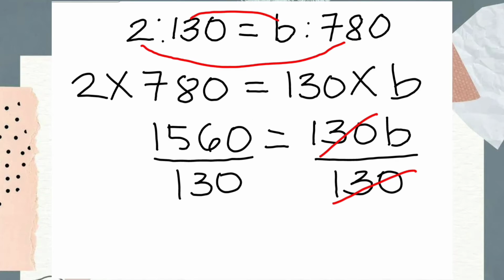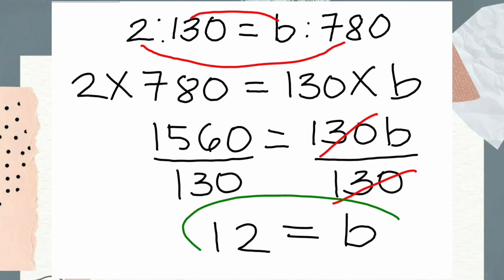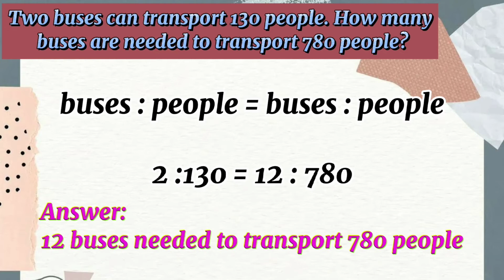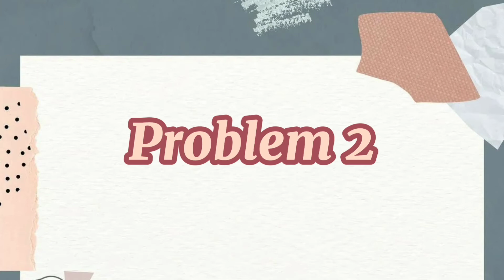So, balik na tayo dun sa ating sinusolve. 130B divided by 130, ang natira na lang dyan ay B. And 1,560 divided by 130, our answer is 12. Therefore, in our problem number 1, if 2 buses can transport 130 people, there will be 12 buses needed to transport 780 people. Let's proceed to our next example.